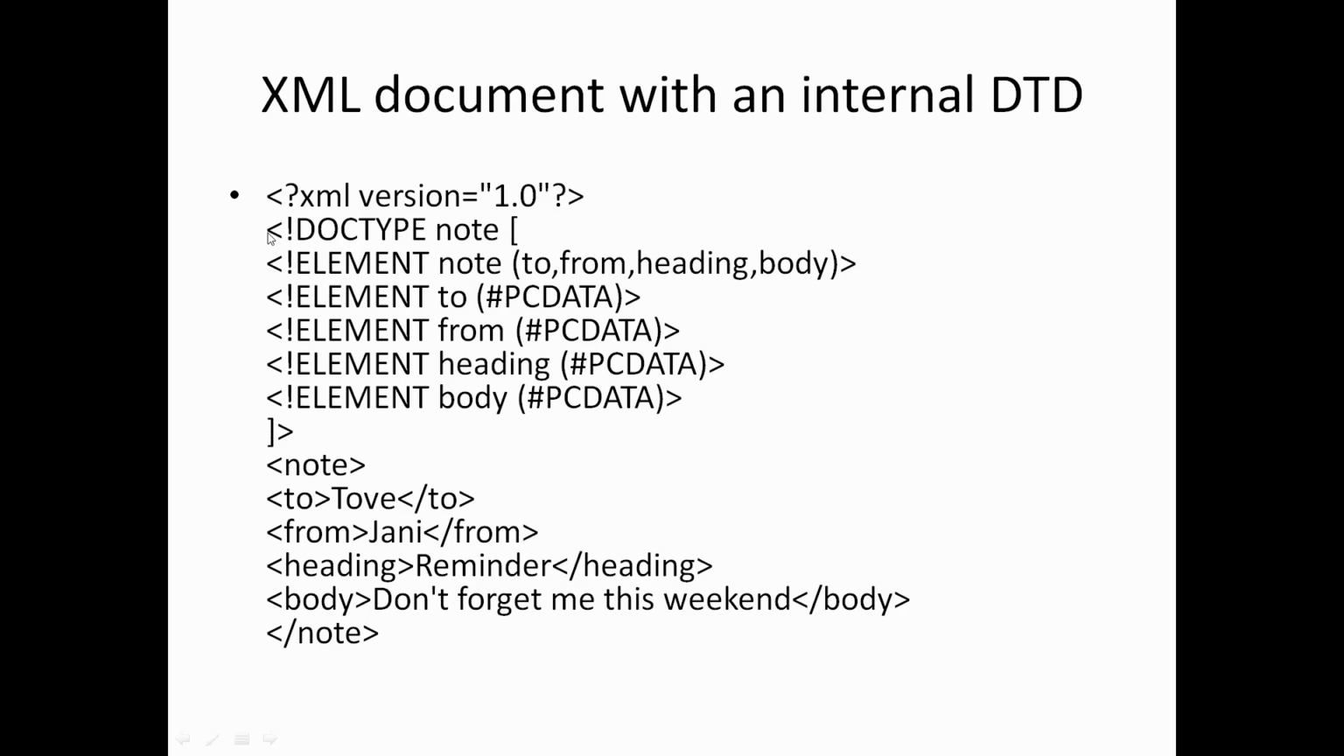So first, open tag, exclamation symbol, DOCTYPE note. Under note, what are the elements I have stored? To, from, heading and body. Under the note tag I have to store the to, from, heading and body tags. Under that I have to define the types I have taken. For the to tag I have used #PCDATA, for the from tag #PCDATA, for the heading tag #PCDATA, and for the body tag #PCDATA.